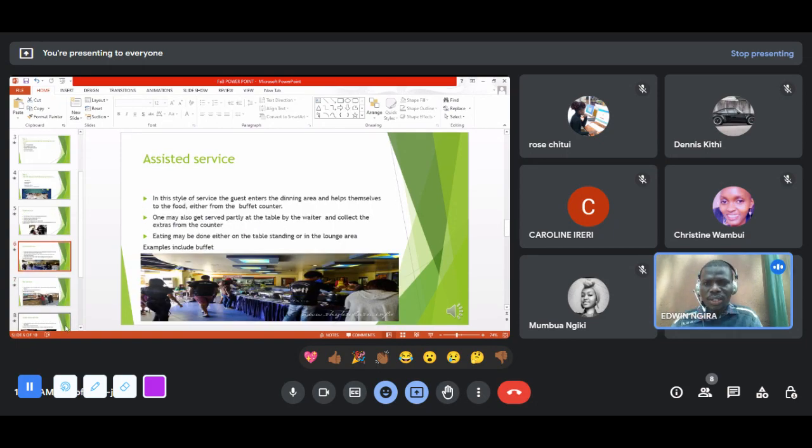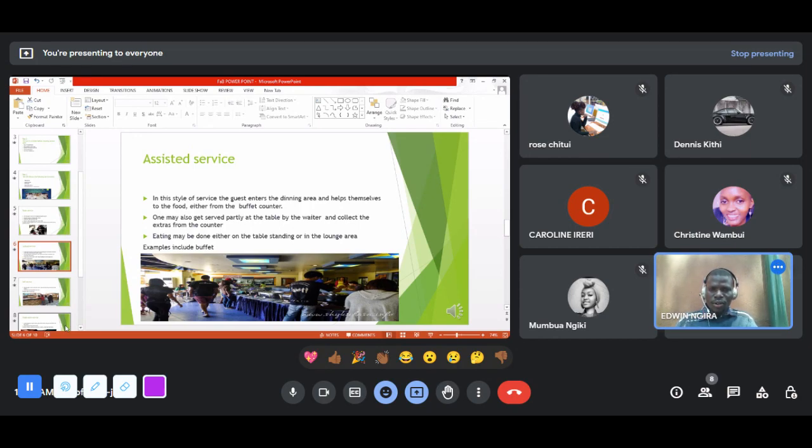Next we look at assisted service. In this style of service, the guest enters the dining area and helps themselves to the food either from the buffet or the counter. Assisted in the sense that one may be served partly at the table by the waiter and collect the extras from the counter. You serve the guest some of the items, or they serve themselves, and then you attend to them with other extra items.